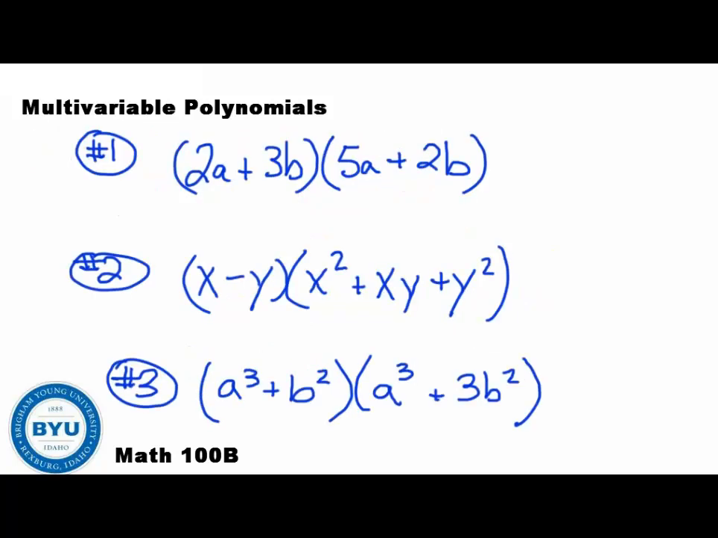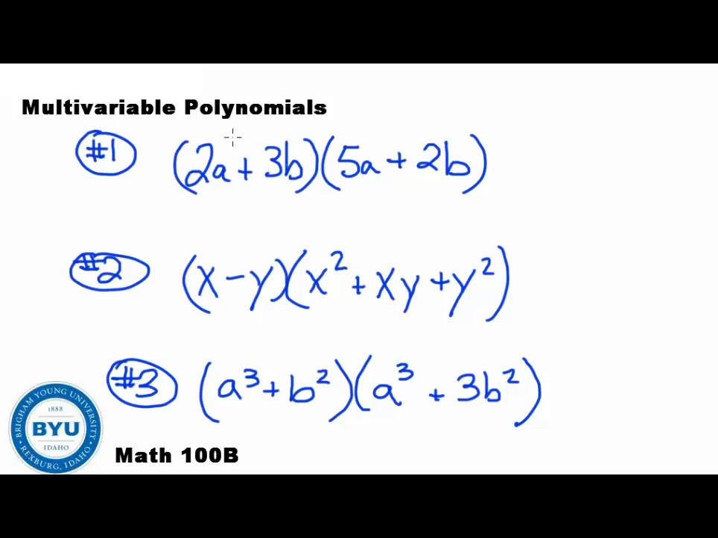Okay, so here are 3 problems for you to multiply out. They're multivariable multiplication problems because they have 2 variables in them. You're going to go ahead and use super distribution, and then pause the video now and check your answers by pushing the play button.